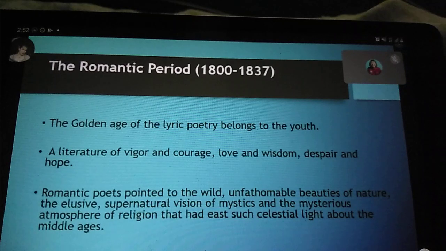The golden age of lyric poetry belongs to the youth. The literature of vigor and courage, love and wisdom, despair and hope. And romantic poets pointed to the wild and unquenchable beauties of nature, the elusive supernatural beauties, visions of mystics, and the mysterious atmosphere of religion that had such a celestial quality about the Middle Ages.